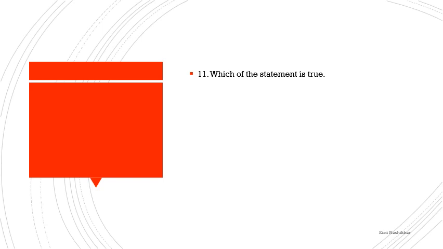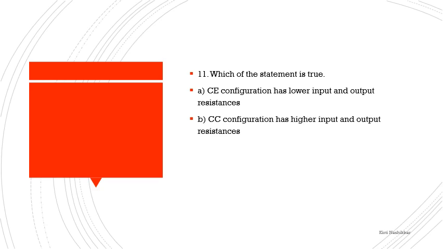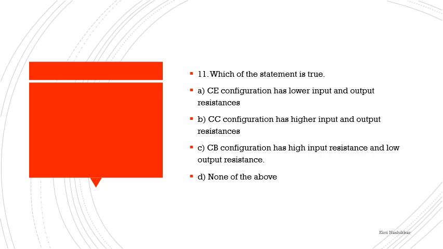Which of the statement is true? CE configuration has lower input and output resistances. CC configuration has higher input and output resistances. CB configuration has high input resistance and low output resistance. And option D is none of the above.